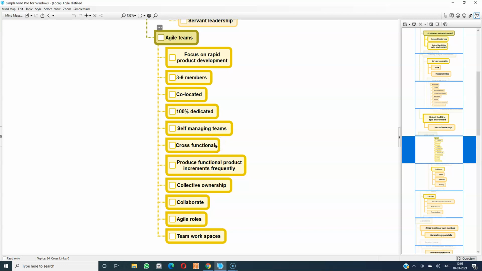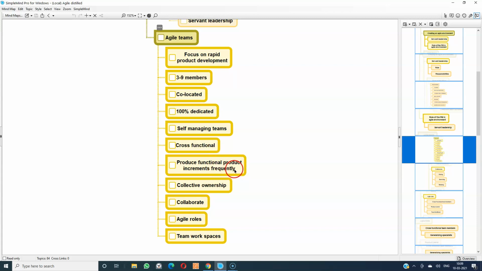The teams are cross-functional. That means there may be a technical person, a quality person, a documentation expert, a business analyst, but everybody is known as a team member. So team members with diverse skill sets come together and work together in an agile team. Hence we call it a cross-functional team.